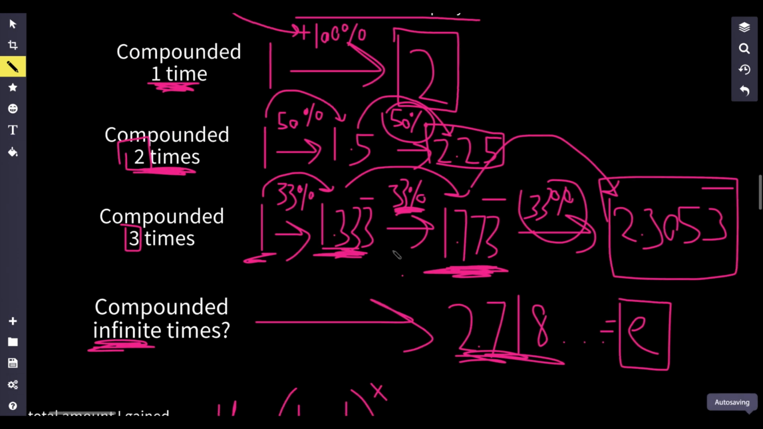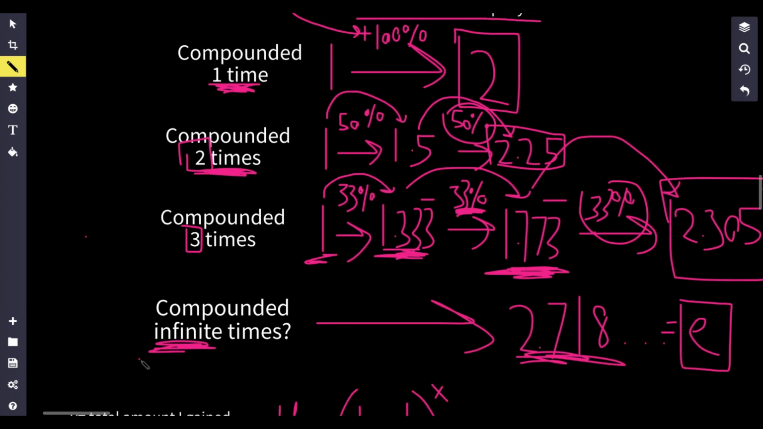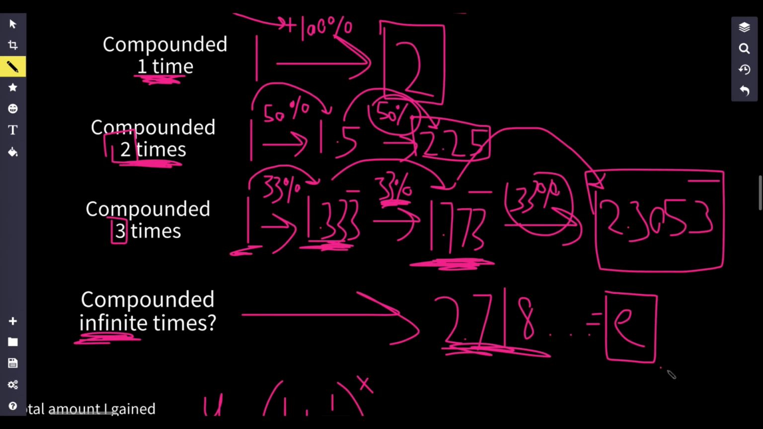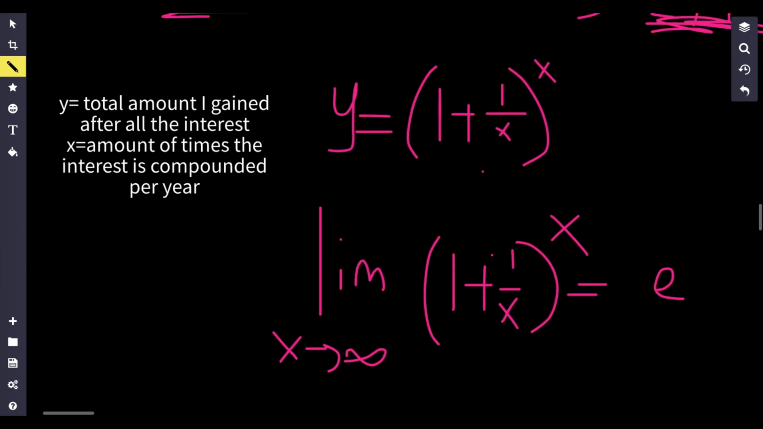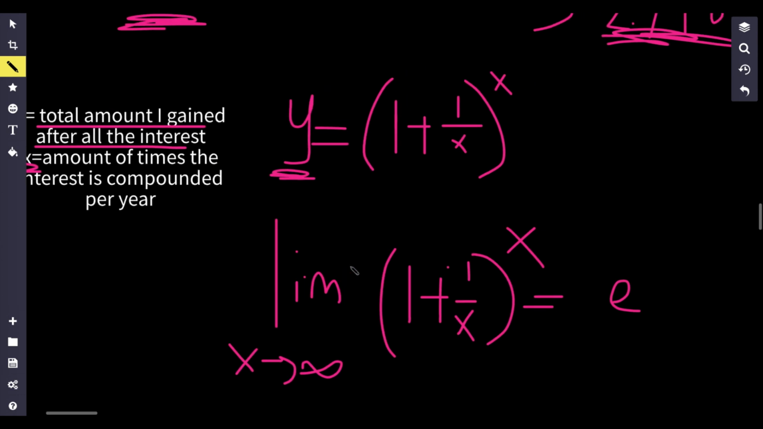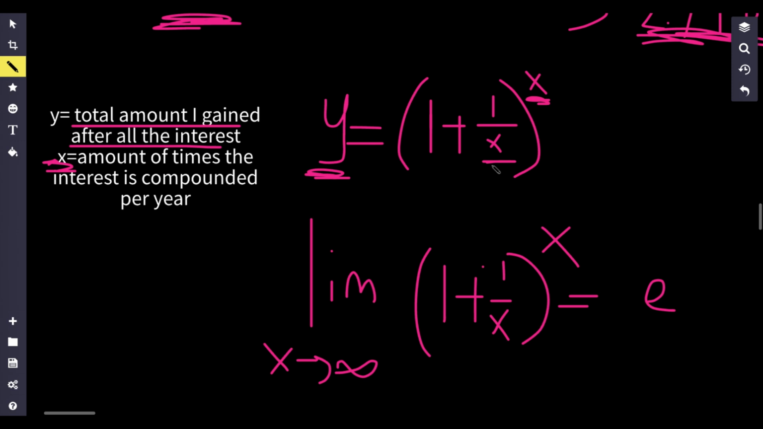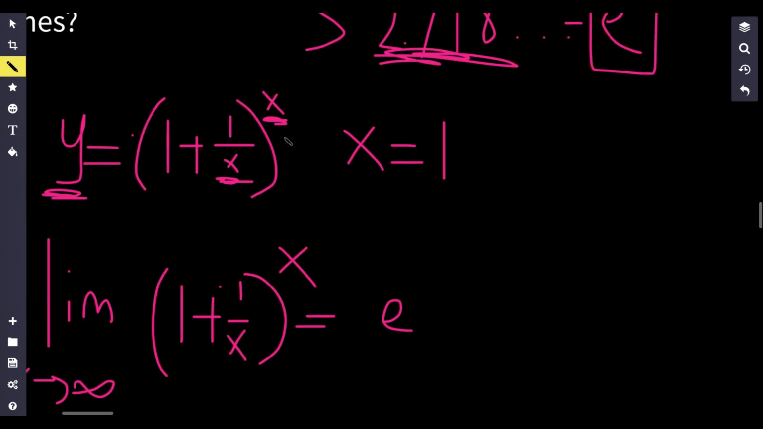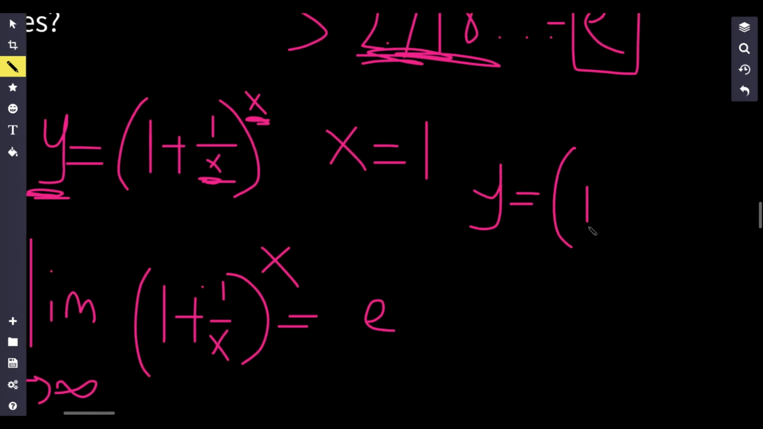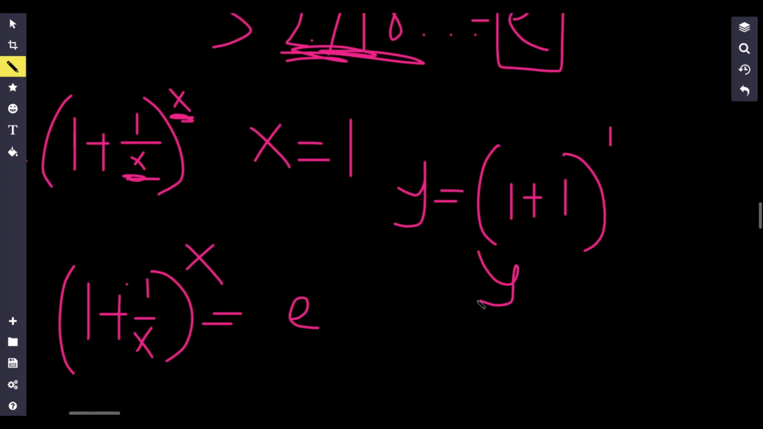This is when you take this kind of problem and compound it an infinite number of times, and you get this number. And you can actually model this using an equation. If y represents the total amount of money I gain after all the interest, and x represents the number of times the interest is compounded per year, you can plug in values for this equation. If x is equal to 1, that means I compound one time a year. So y is equal to 1 plus 1 divided by 1, which is just 1, to the first power, and I get y is equal to 2.